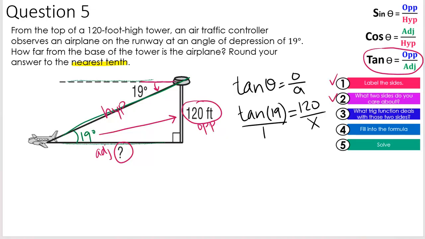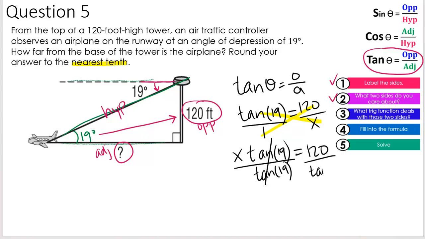So I need you to think about if we had those proportions and we were to cross multiply, right? Cross multiply, we would have X times tangent of 19 is equal to 120 times 1. So if we're trying to get X by itself, we need to divide by tangent of 19. And what you do to one side, you've got to do to the other. So X is going to be equal to 120 divided by tangent of 19. Let's plug that sucker in.